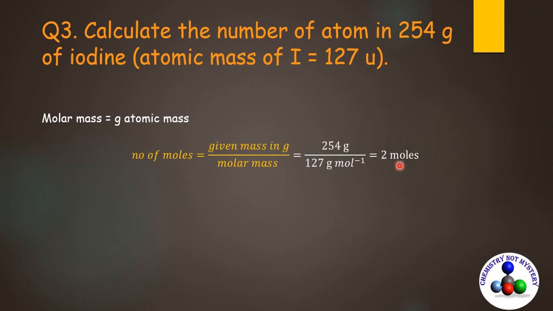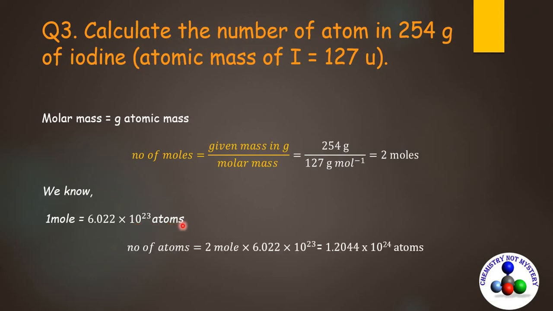Now you know 1 mole is equal to 6.022 into 10 raised to 23 atoms. So when you multiply 2 moles by 6.02 into 10 raised to 23, you will get your answer, that is 1.2044 into 10 raised to 24 atoms.